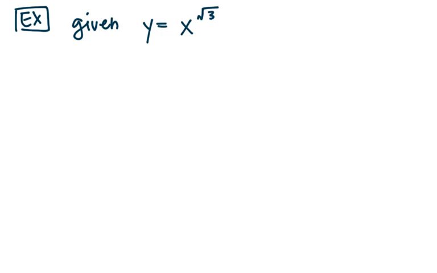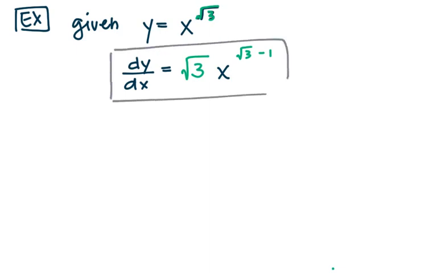If we're asked to find the derivative of y with respect to x, square root of 3 is my power. Square root of 3 is going to come in front, and I have x, that would then be to the square root of 3 minus 1. And I really can't clean that up or make that look any nicer, so we would leave our answer like that.